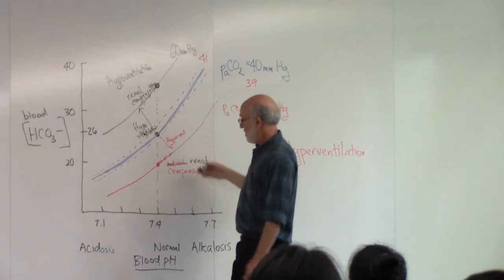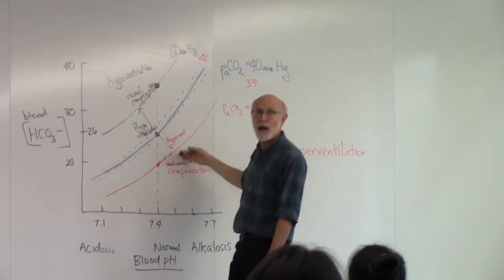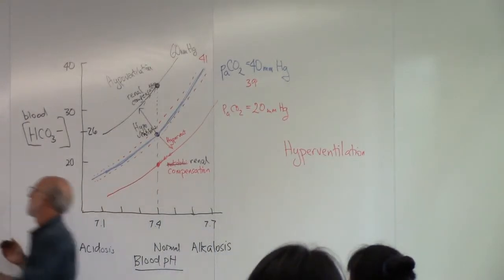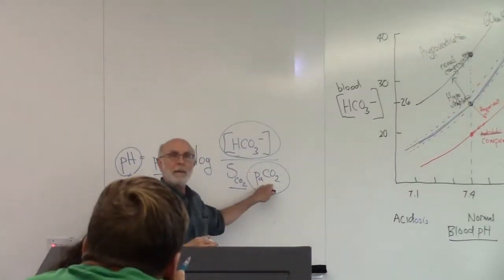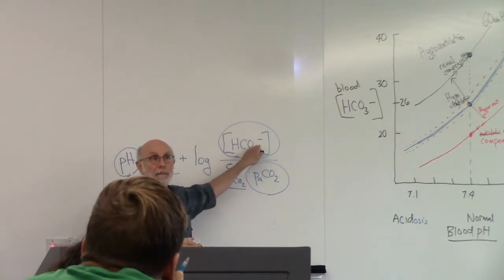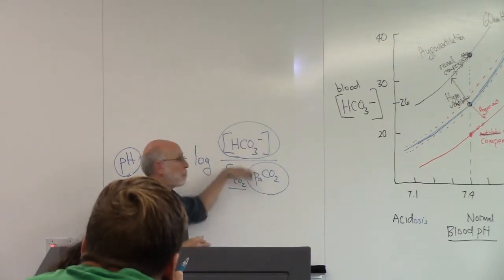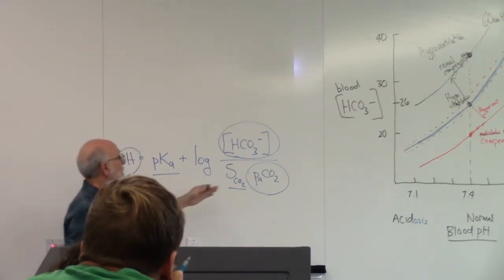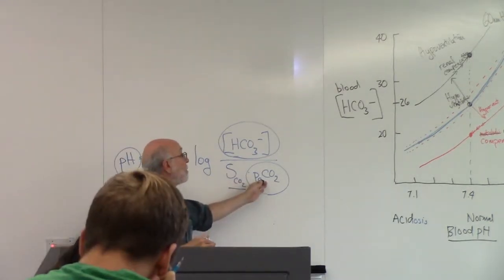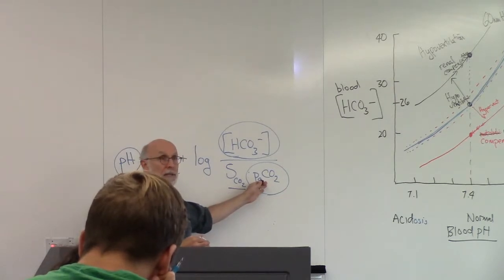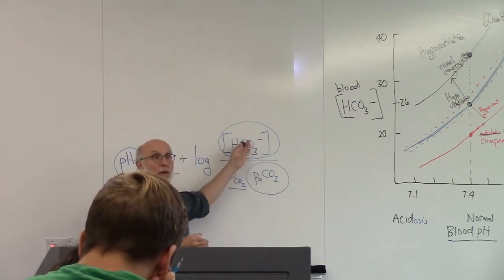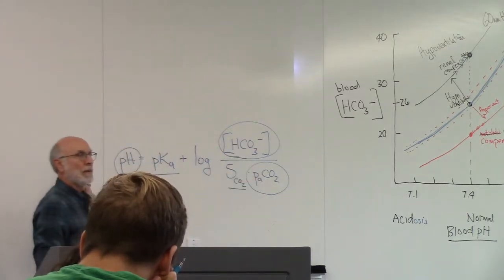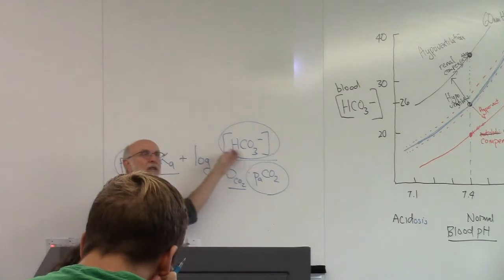And if the PCO2 goes down, you go back to the equation. If the PCO2 goes up, the body tries to increase bicarbonate concentration so that this ratio stays relatively normal and the pH stays normal. If the PCO2 goes up during hypoventilation, then the body tries to increase bicarbonate so that this ratio stays normal and the pH stays normal. So we have mechanisms for trying to control this ratio.